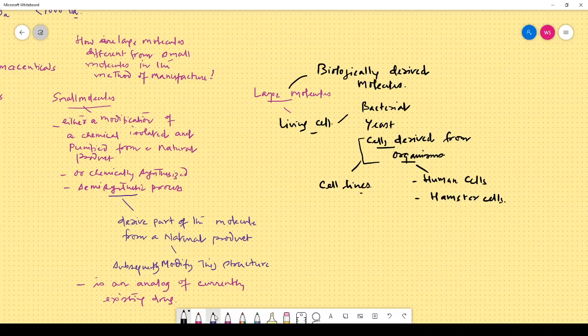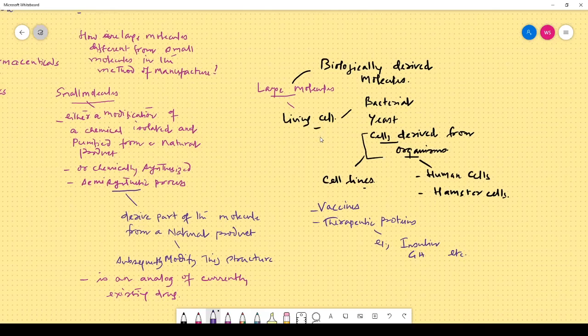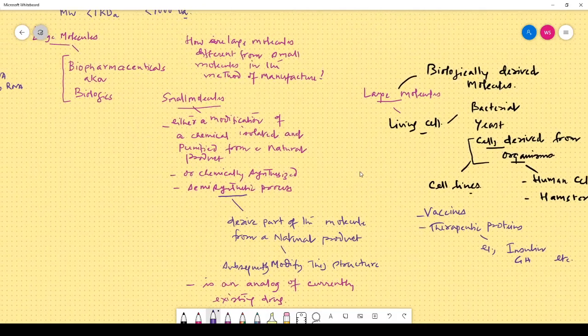So what could be the examples? The examples can be the most familiar vaccines. They can be therapeutic proteins. Etc. Okay, therapeutic proteins like, say, example would be insulin, growth hormone, etc. Okay. So those are large molecules. So we have asked ourselves the question, how are large molecules different from small molecules in the method of manufacture?